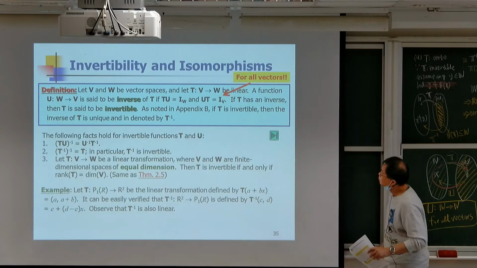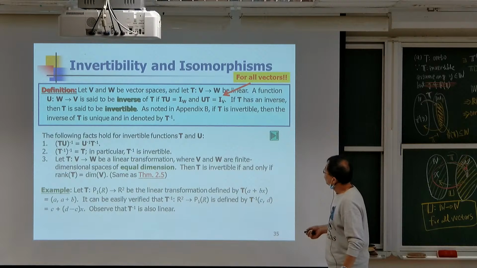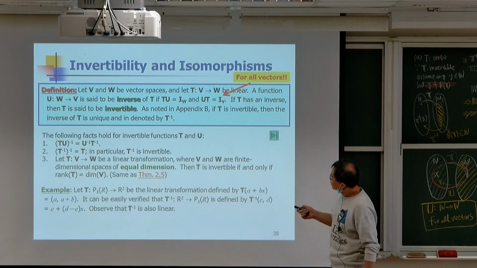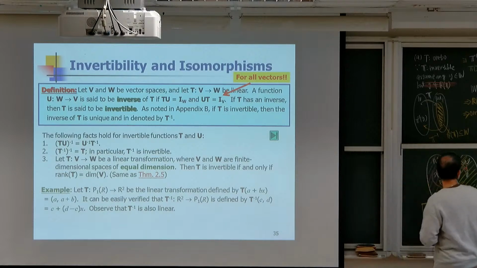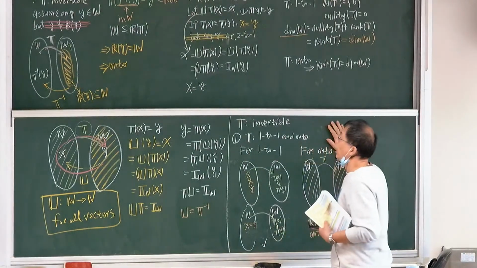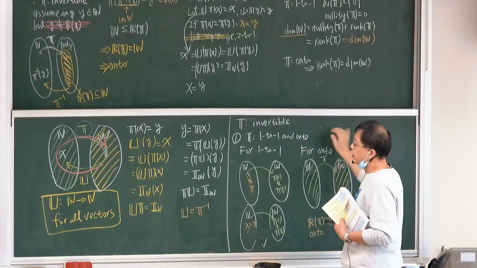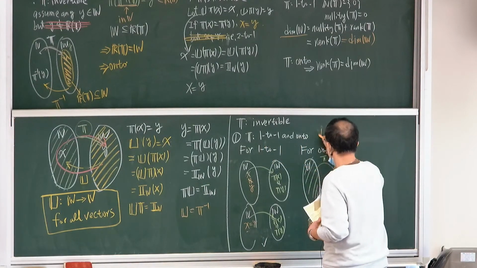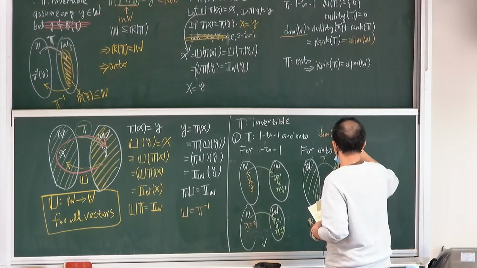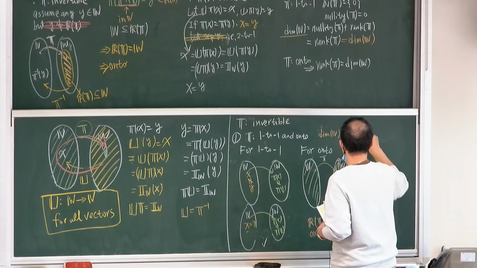Then we also need to prove that this inverse transformation of T is unique. So the second fact. Here we have already proved the first fact: T should be 1 to 1 and onto, and also dimension V should be equal to dimension W.